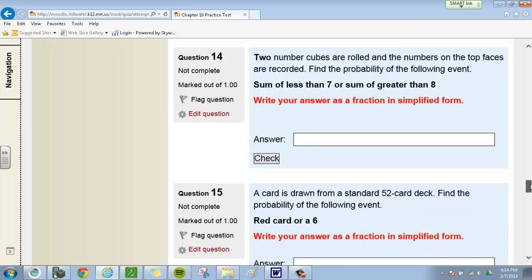Okay, moving on. Question 14. 2 number cubes are rolled. The numbers on the top face are recorded. Find the probability of the following events: sum less than 7, sum greater than 8.